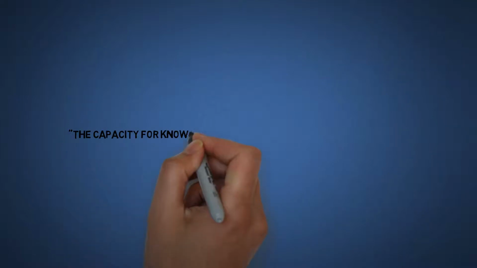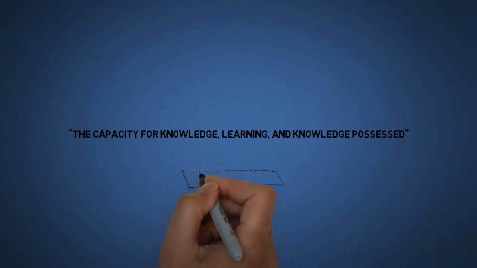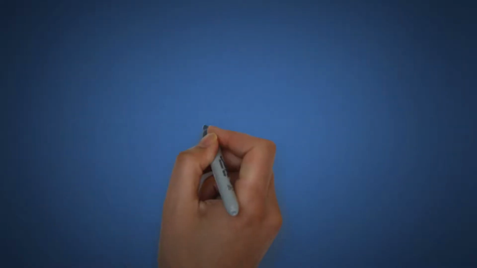IQ has several definitions, but the most accepted one is the capacity for knowledge, learning, and knowledge possessed. This means that your IQ is measured, and whatever score you achieve is used to measure your capacity for learning and knowledge. Now you may be thinking, what is my IQ and how do I measure it?